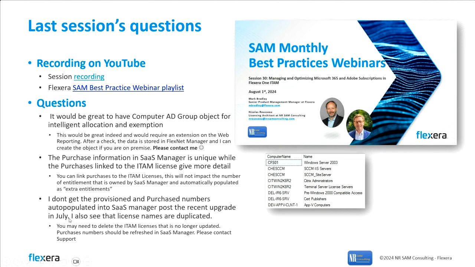And these licenses will not actually impact the number of rights of the license. So that's something to try, but at this stage, SaaS Manager and ITAM will not be aligned for the number of records, but the number of entitlements, which is read by SaaS Manager, will appear on the license in ITAM as extra entitlements. But you can keep the details of the past history of purchase by creating purchase orders and linking them to the license. It will not impact the count of entitlements.